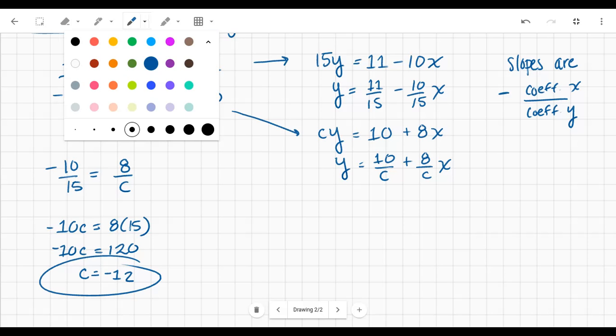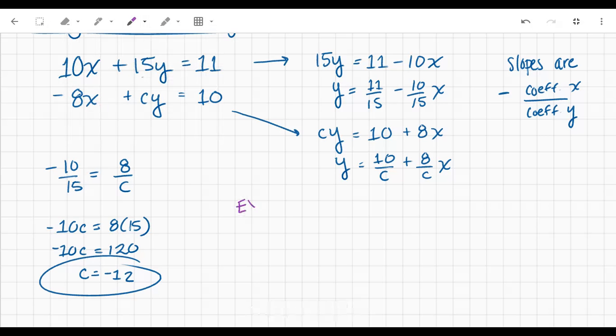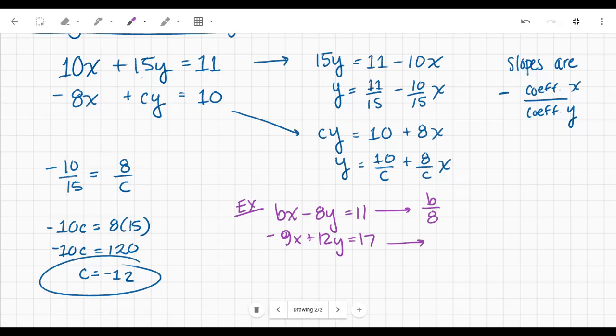So our next one, we have bx minus 8y equals 11, and negative 9x plus 12y equals 17. So the slope on this one, again, negative coefficient of the x over the coefficient of the y. So we'd have negative b over negative 8, which is just b over 8. And then this one, the slope, again, negative coefficient of the x, which would be 9, over the coefficient of the y, which is 12.